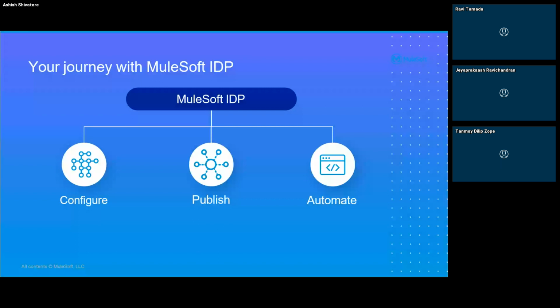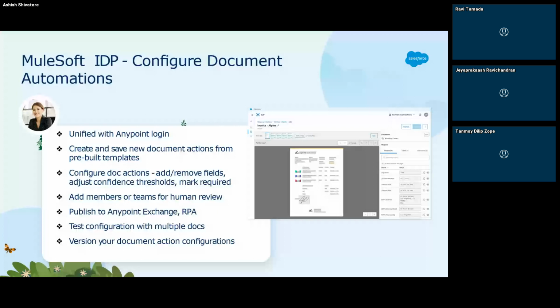So how to configure a document, right? First of all, you need to have an IDP license in your org. That will be available from your MuleSoft account executives or your MuleSoft partners. If you don't have it, you need to check with your MuleSoft account executives. They will add that license to your Anypoint platform. Once you have access, you'll see intelligent document processing as an additional option available in your Anypoint.